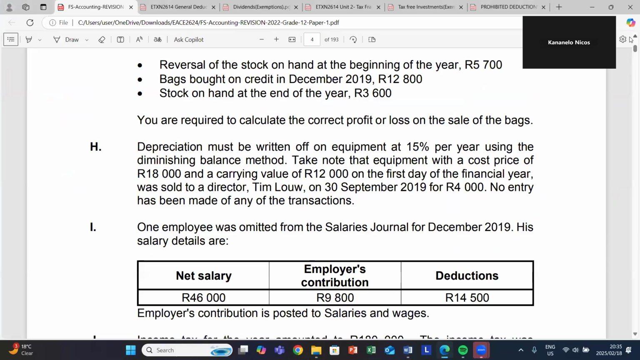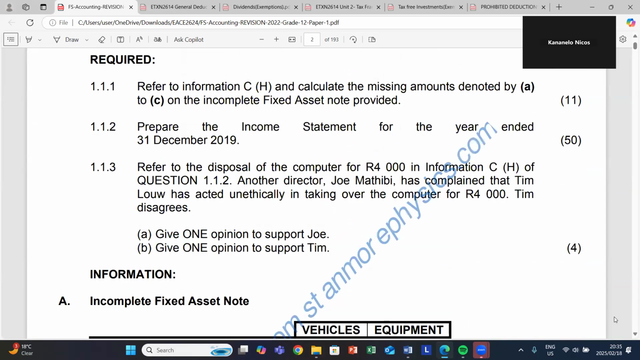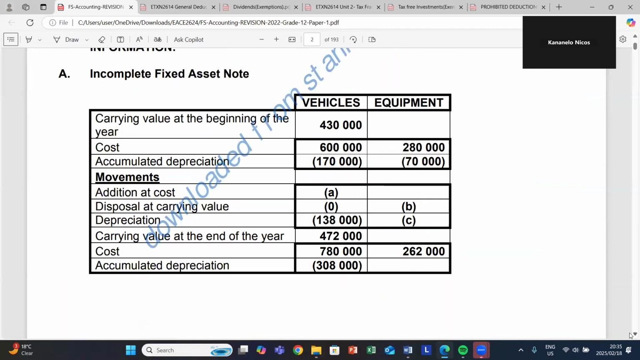But with regards to your fixed asset note, let me show you the fixed asset note. For your disposal here, for B, what did I say about B? I said you're supposed to record the carrying value where? At the beginning or at the point of sale? I never said that in B. You're not supposed to record the carrying value at the beginning for your disposal. That's not what I said.